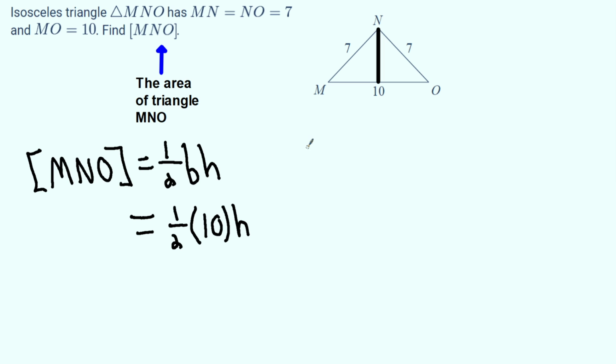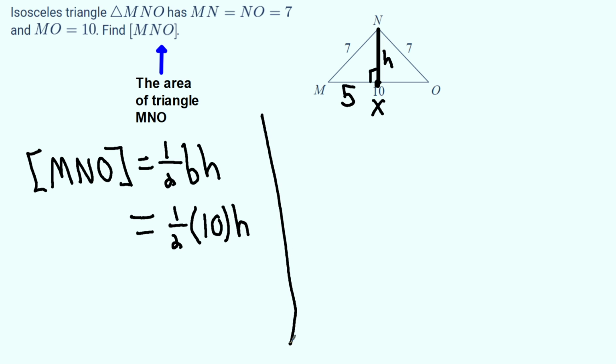So now we can work with the Pythagorean theorem. If I were to call this point x, what would MX be equal to? Well, that would be equal to 5. And I know that because it's an isosceles triangle. Therefore, the distance from N to M and O is the same. So if I draw a line straight down, it's going to cut that length in half. And now I have a right triangle. I know two sides, so let me try to find h.